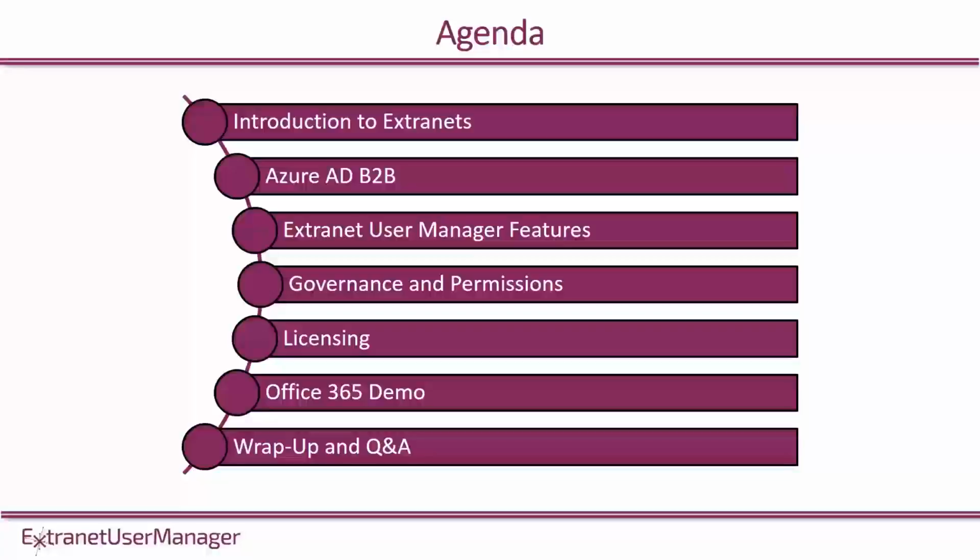And then we're going to contrast that with our Extranet User Manager product that fits on top of that, talk about some of the gaps that we fill, the features that we provide as part of that, why you should be interested in that from a governance and permissions point of view, and ultimately how that's licensed. And then we'll take you right into an actual demo from an Office 365, sharing through Azure B2B using Extranet User Manager. That'll wrap it all up from there.